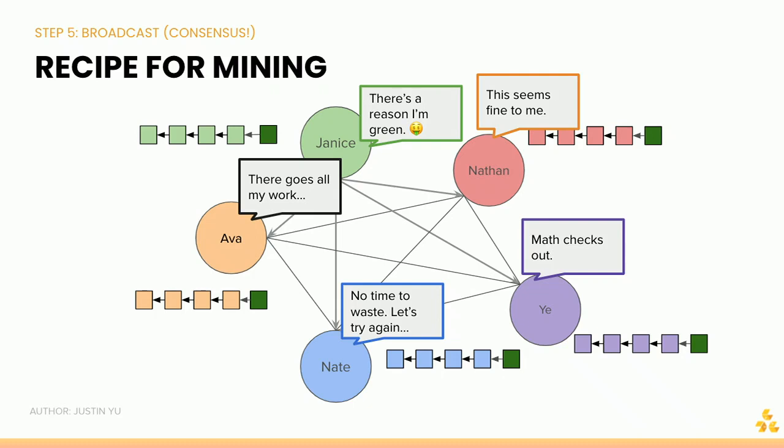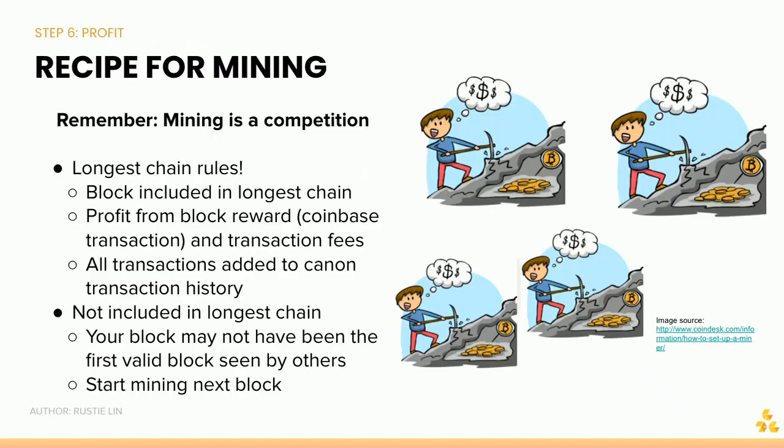If you see here, this is Janice's block. It's green. It's solid. It's good. Math checks out. And then you see Nate says, no time to waste. Let's try again. So now he was looking for the block, but the block has been found. He needs to move on and just start building on that longest chain now.